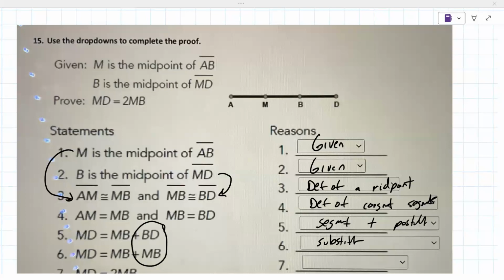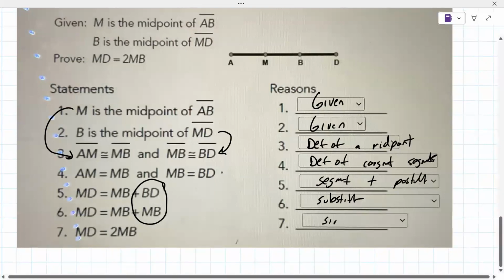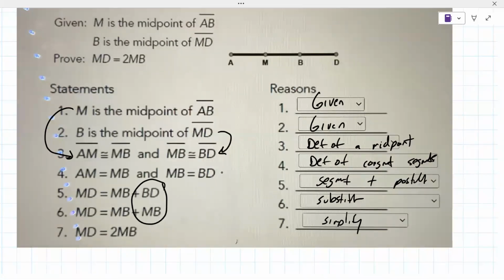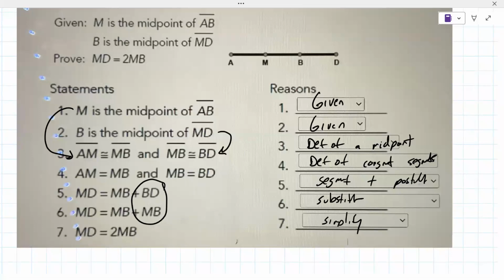All right, so then from 6 to 7, we're adding them up. To me, it's just adding these together. Simplified. Maybe simplify. That sounds okay to me. Thoughts on that before we move on? No. Okay.